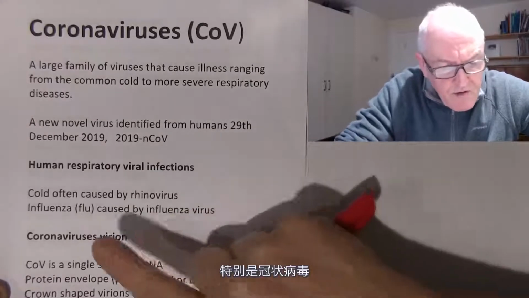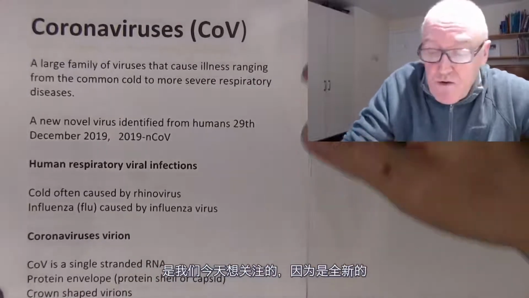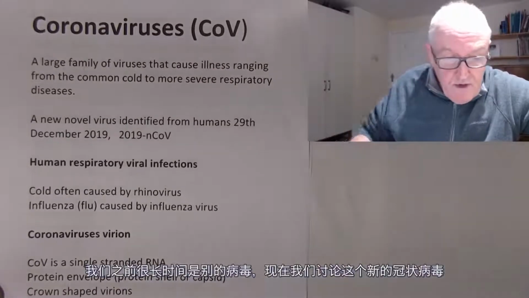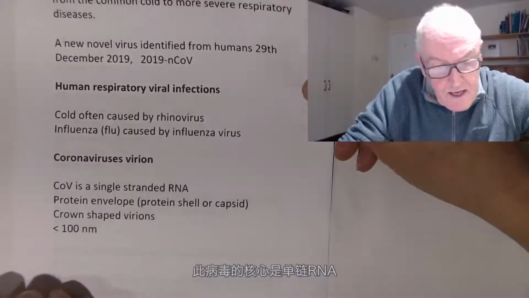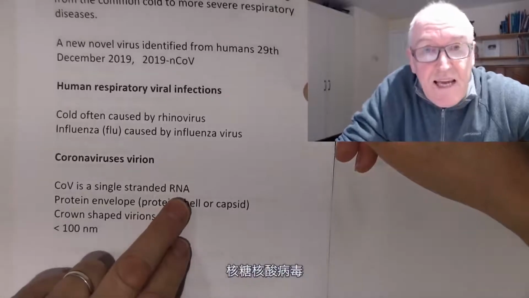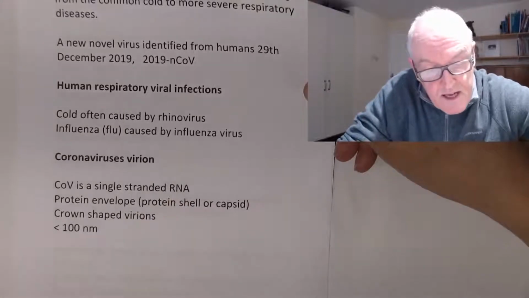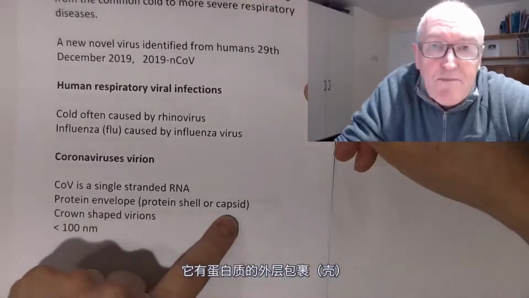But thinking about the coronavirus particularly is what we want to focus on, because that's what's new. We've had these other viruses for a long time. Now we've got this novel coronavirus. Now, the coronavirus is single-stranded RNA. It's a ribonucleic acid virus. And it's in a protein envelope. And this is a protein shell or capsid.